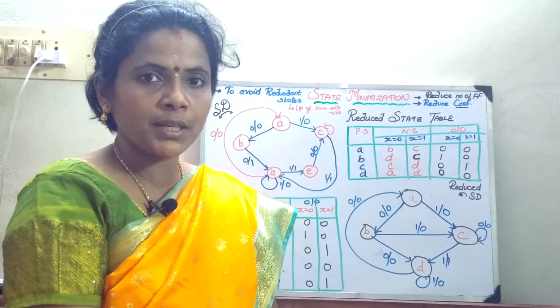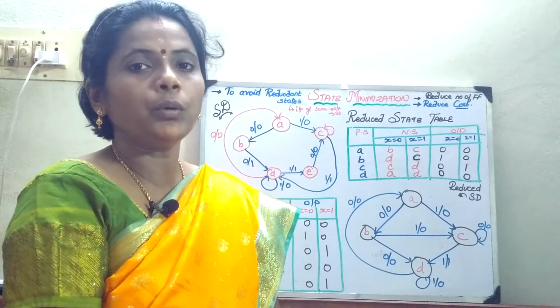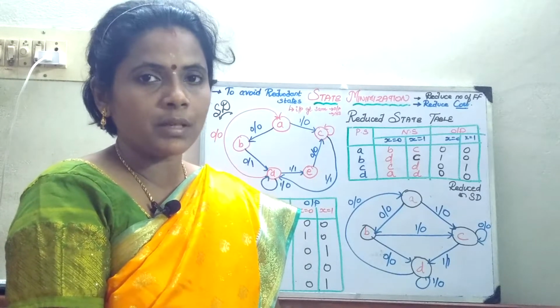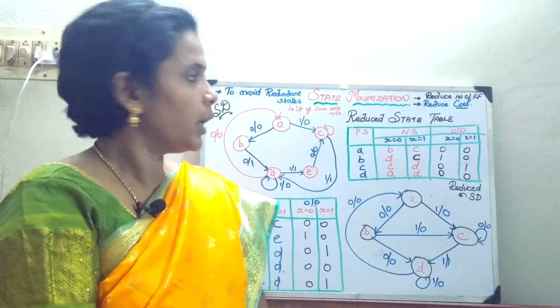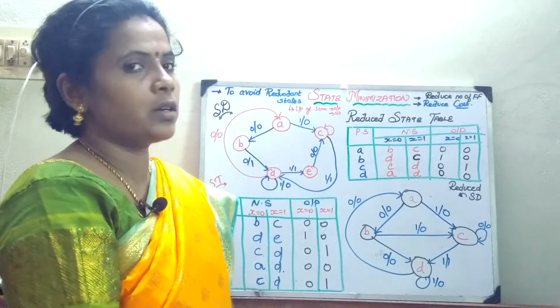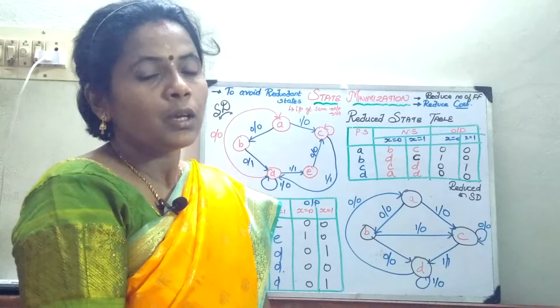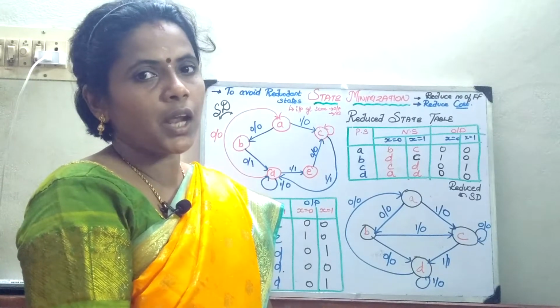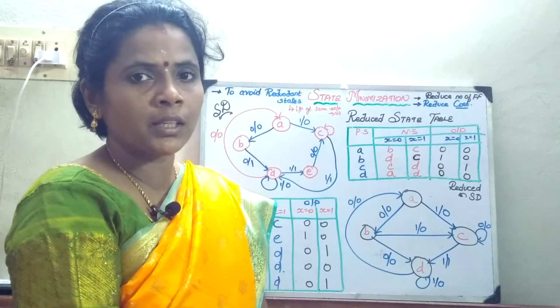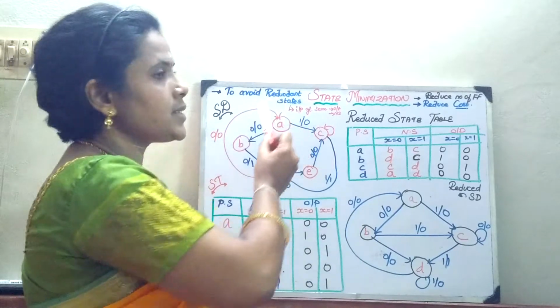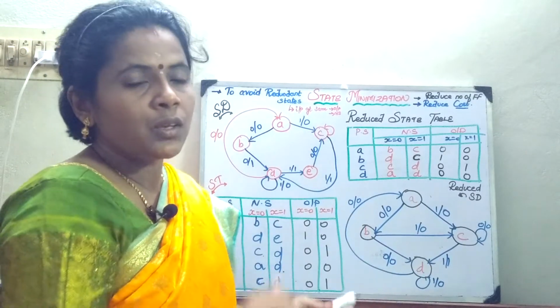In the last session, we have seen how to analyze a Moore model, which depends upon the present state alone. Now we will move on to a new concept called state minimization. Why does state minimization have to be carried out? It is in order to avoid the redundant states which exist.